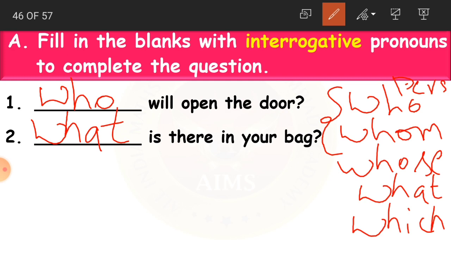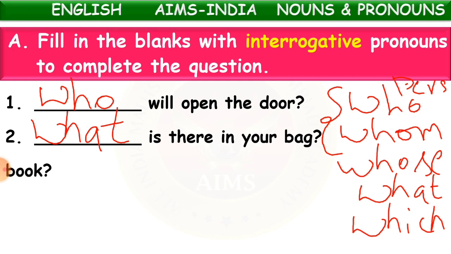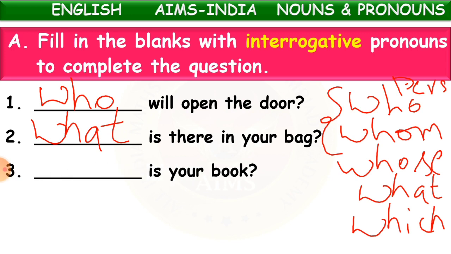So that is why we are addressing it as what. For objects or things we address it as what. And the third one, dash is your book. Dash is your book.